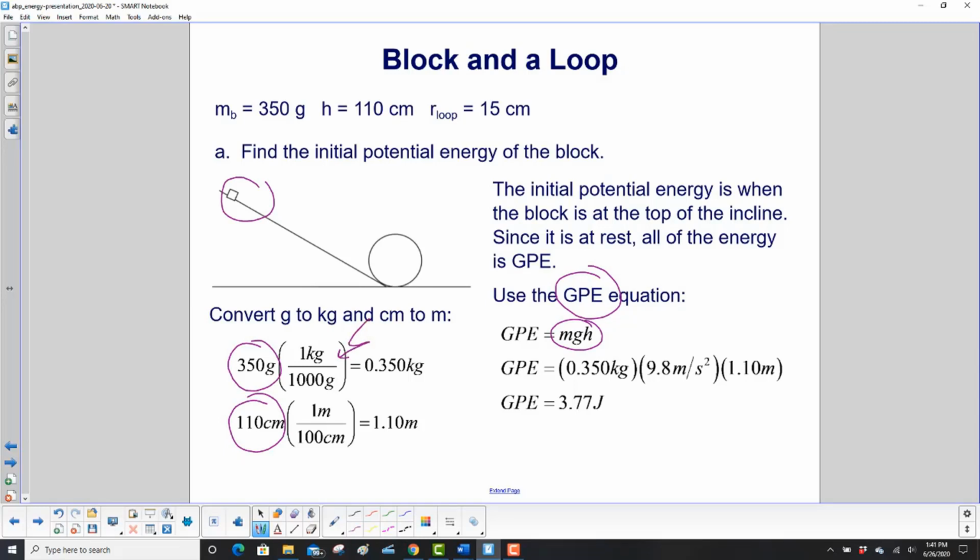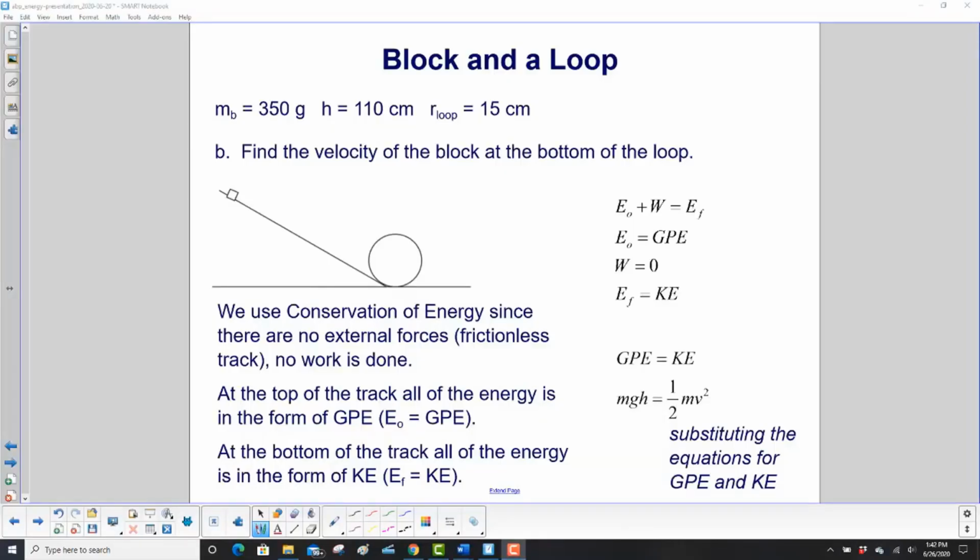350 grams times 1 kilogram over 1,000 grams, and it's called unit conversion because this thing here is equal to 1. It's a unit. And we get 0.350 kilograms. For centimeters, 1 meter has 100 centimeters. Think of it as a century, which sounds like centimeter. It's 100 years in a century, same thing. And there are other ways to remember it, but that's how I always do it. You multiply through, and you get a GPE of 3.77 joules.